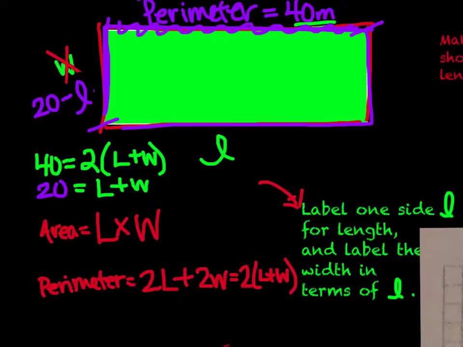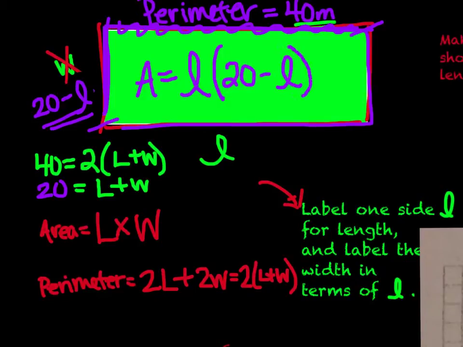So another thing we could say is we could make an equation for our area and say our area is not just our length times our width, but it's our length times our width, which is 20 minus L. Hope you're picking up what I'm putting down right now. So I just replaced that width with 20 minus L, so essentially getting rid of that second variable.